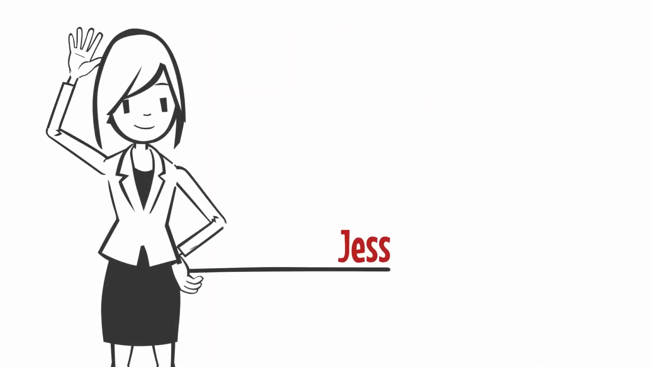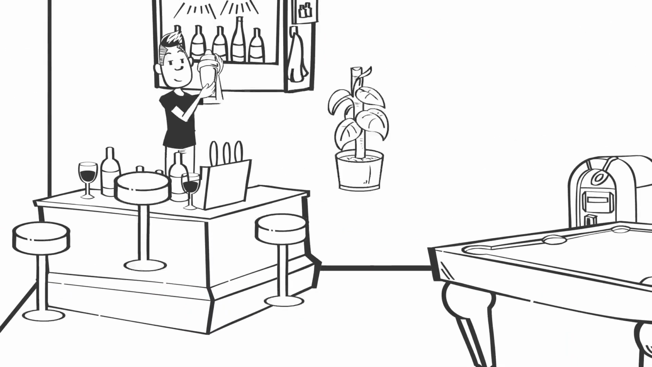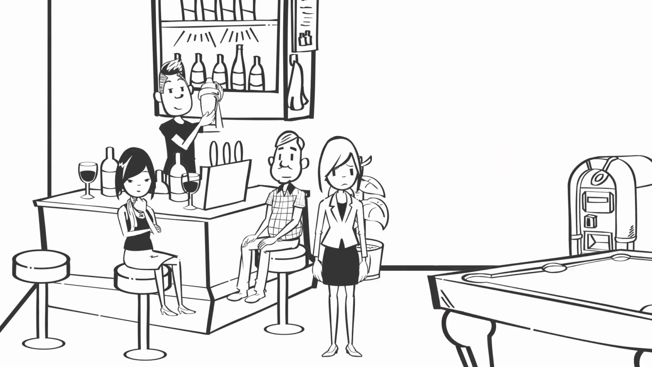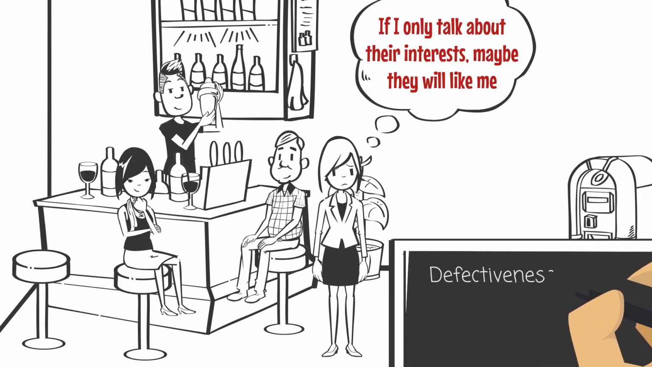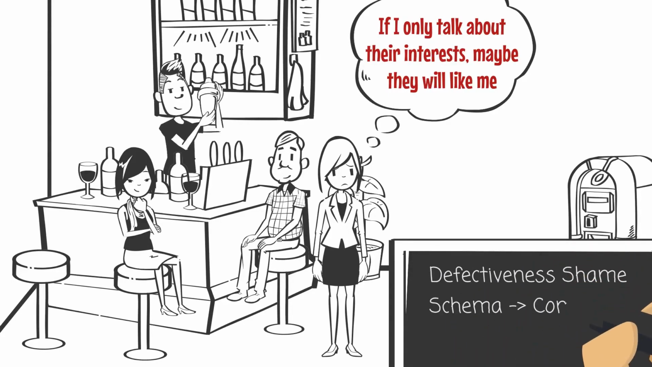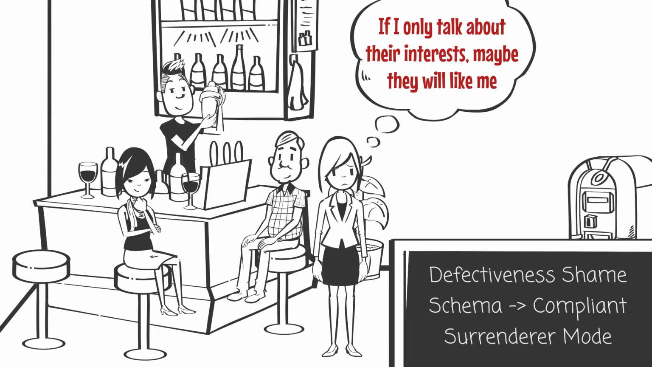Meet Jess. In social situations, Jess worries that people might dislike her and feels gripped by her fear of being judged by others in the group. She tries to make herself invisible and focuses on the needs of others at the expense of her own. In this situation, her defectiveness shame schema was triggered, which led her to respond in compliant surrender mode. In this mode, she tends to neglect her feelings and core emotional needs, hoping for acceptance from others through obedience.